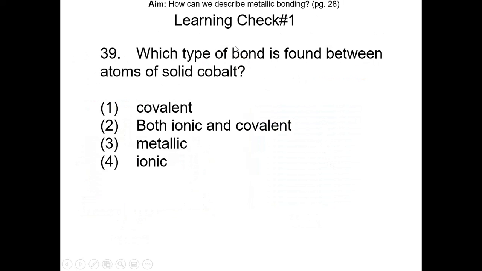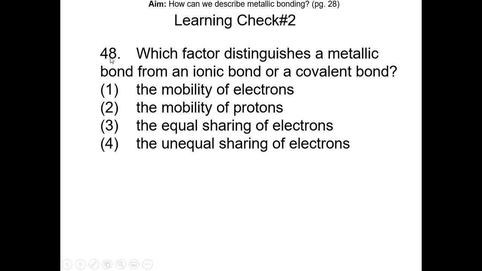Learning check number 1. What type of bond is found between atoms of solid cobalt? Pause the video and resume once you complete it. So cobalt is a metal, so it has metallic bonding. Choice 3. Learning check number 2. Which factor distinguishes a metallic bond from an ionic or covalent bond? Pause the video and resume once you complete it. So metallic bonds have a mobile sea of electrons. So choice 1.